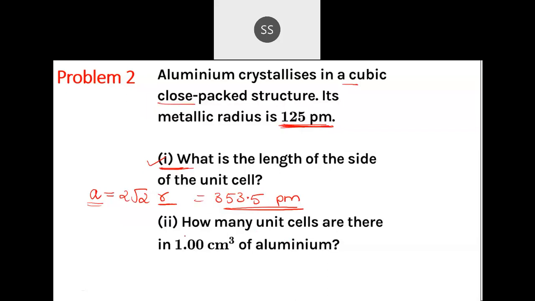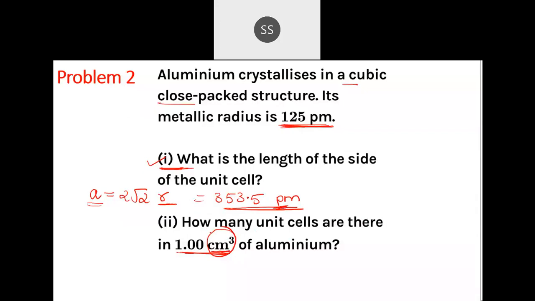Okay, we'll go for the second now. So the second question, you see, they are asking how many unit cells are there in 1 centimeter cube of aluminium. See, the unit is in centimeter cube, so your calculation also should be in centimeter. You can't take it now in picometer, it has to be converted into centimeter.